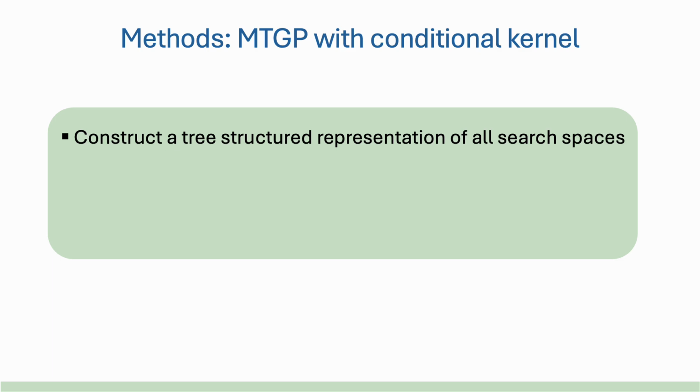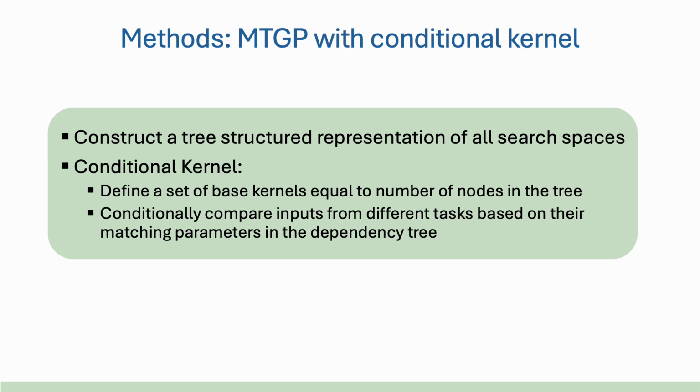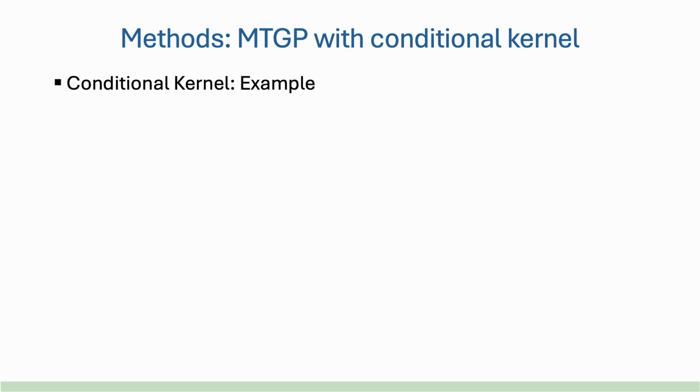So the key idea behind the conditional kernel is to first construct a tree structure representation of all the search spaces, and then leverage a set of base kernels, so this could be something like a Matern kernel, to conditionally compare inputs from different tasks based on their matching parameters in this tree. And let's look at an example to understand this kernel more.